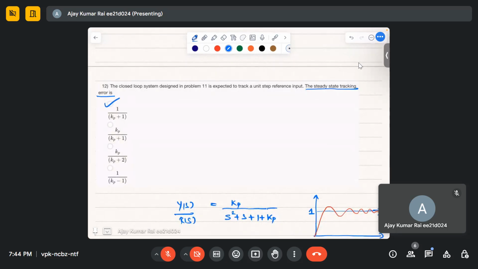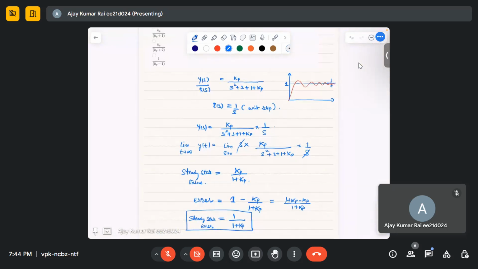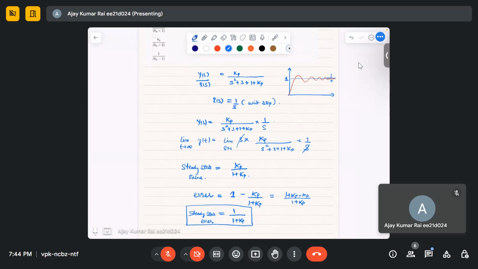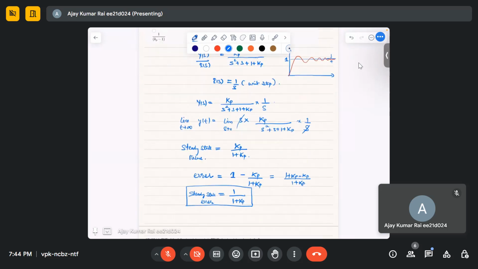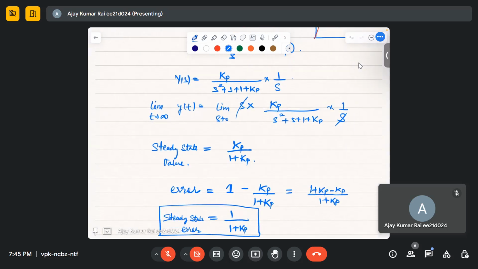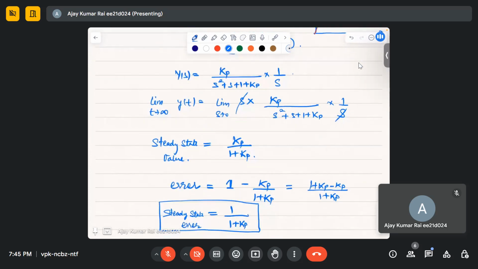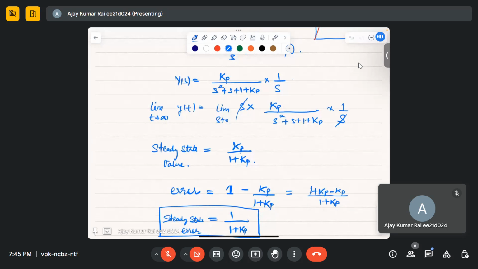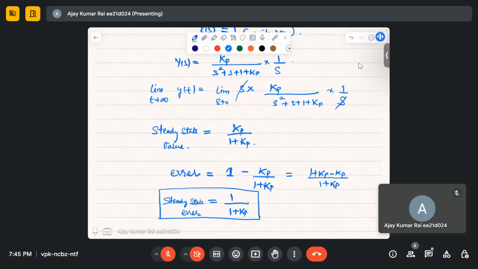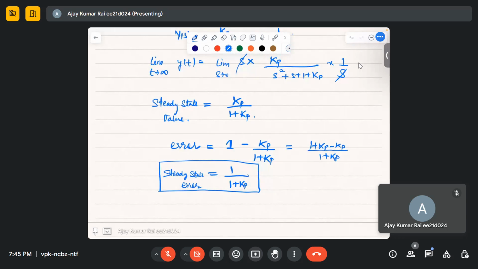The first one is correct. Any doubt in this? You have to find the steady state value of Y of s. I used the simple final value theorem to find it out. The steady state value is Kp by 1 plus Kp, but due to this it's not reaching 1. 1 should be its value, but it's not reaching it. So there will always be an error. That's what the error is: 1 minus the steady state value gives the error.